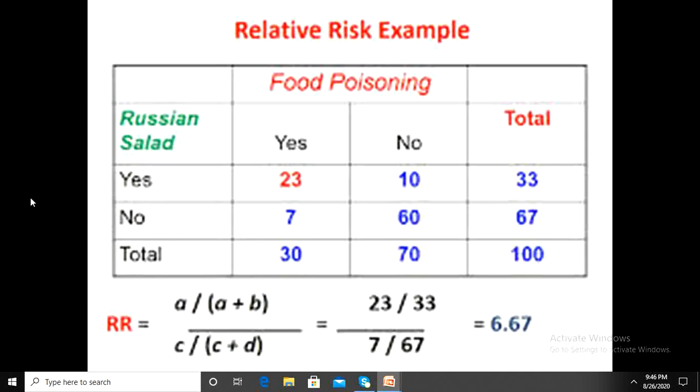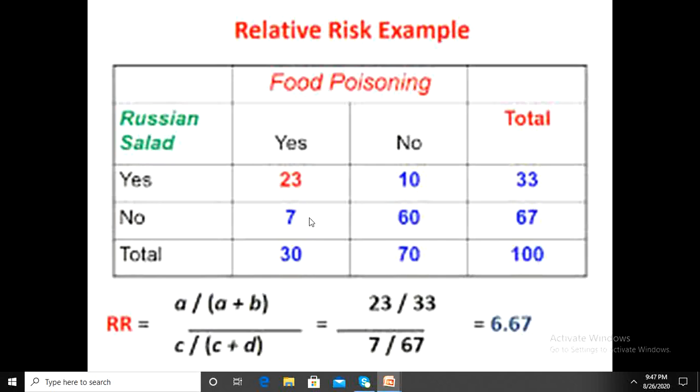Let's take an example. For example, a group of people went to a birthday party. They ate Russian salad, and on the basis of eating Russian salad, it was seen that there were 100 people, and out of 100 people, 33 ate Russian salad, and 67 never ate Russian salad. Out of 33 who ate Russian salad, 23 developed food poisoning. And out of 67 who never ate Russian salad, 7 developed food poisoning.